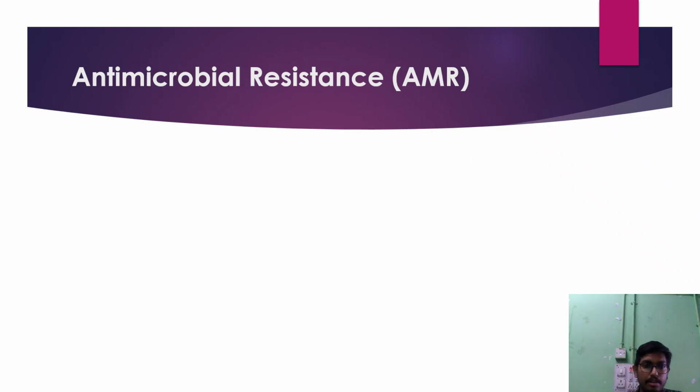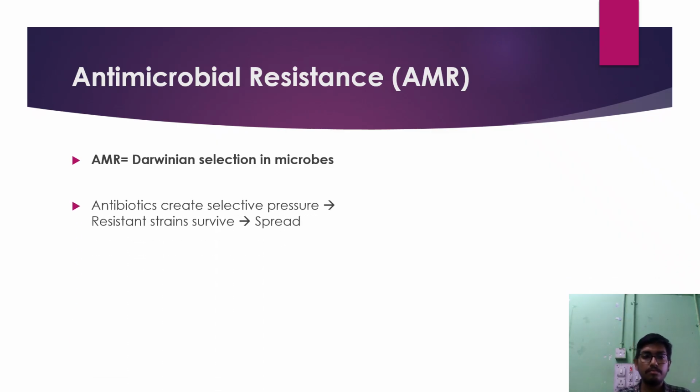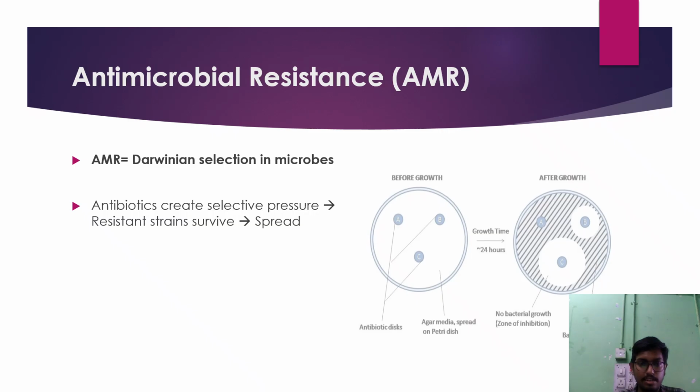Now come to antimicrobial resistance, AMR. Antimicrobial resistance is Darwinian selection in microbes. Antibiotics create a selective pressure. We give the antibiotics, some bacteria are gone, some resistant strains survive and spread. So it is Darwinian selection, or natural selection, in the microbes.